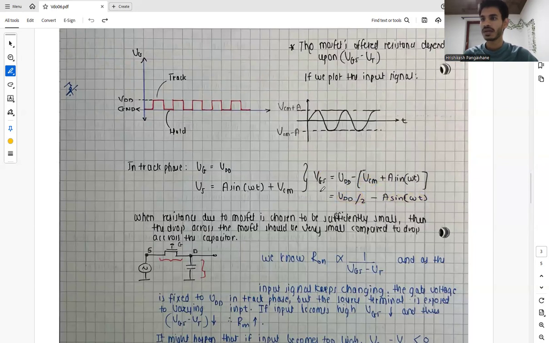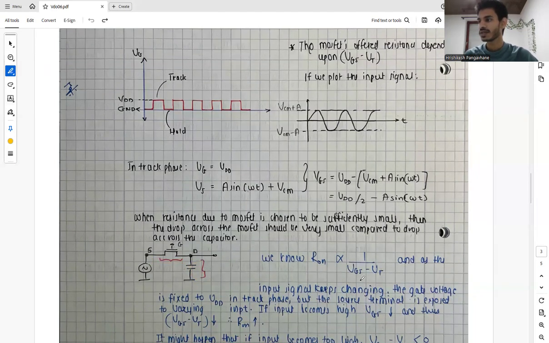So now we realize the resistance. When the resistance due to the MOSFET is chosen to be sufficiently small, because it's a switch, it should offer sufficiently small resistance. So then the voltage drop across the MOSFET should be very small as compared to the voltage drop across the capacitor, because we have only two elements. So the total voltage drop will be voltage drop of this plus voltage drop of this. If this is very small, all the voltage should be dropped across the capacitor. That's what we want. We want the input signal to be sampled on the capacitor itself.